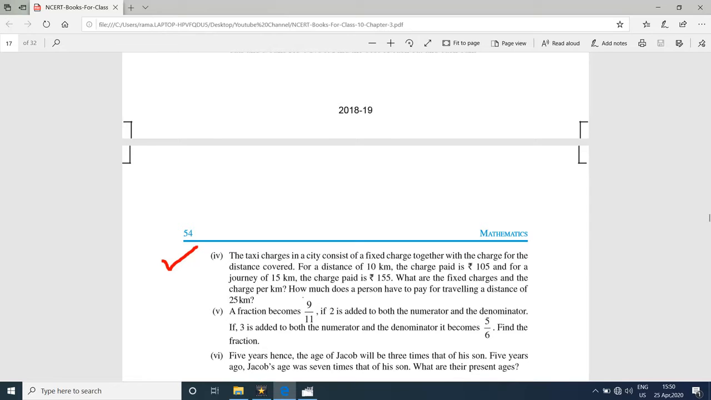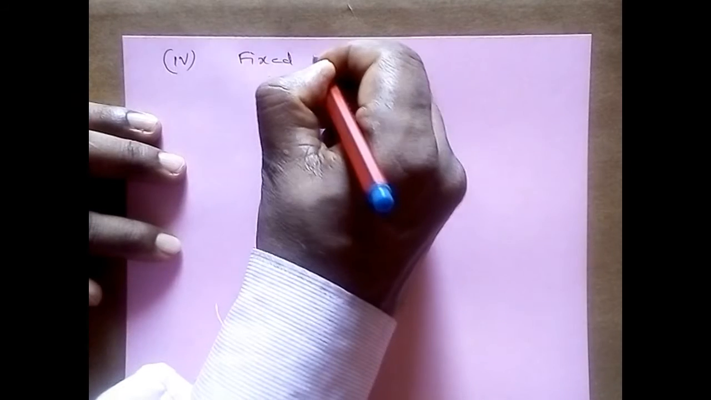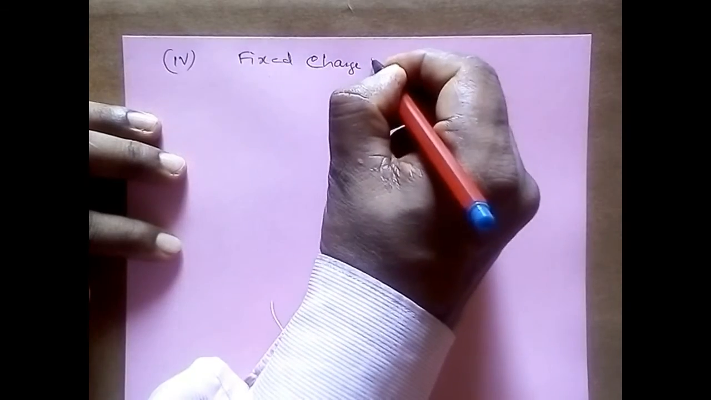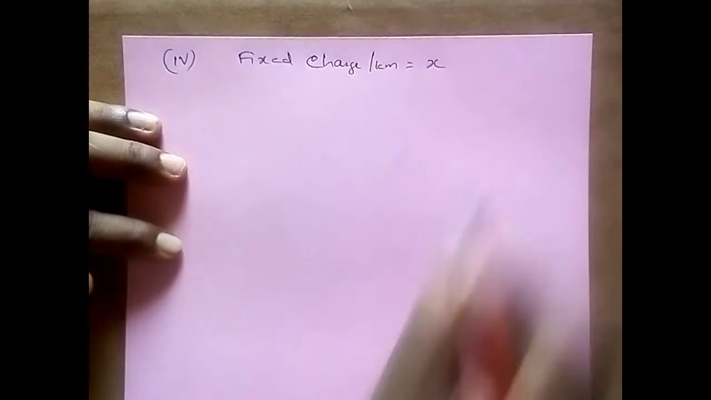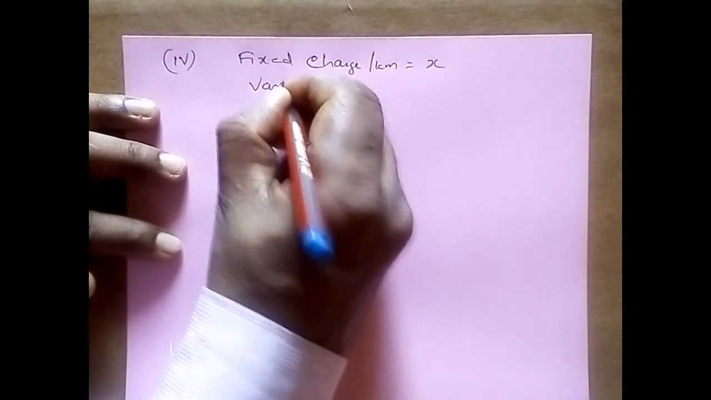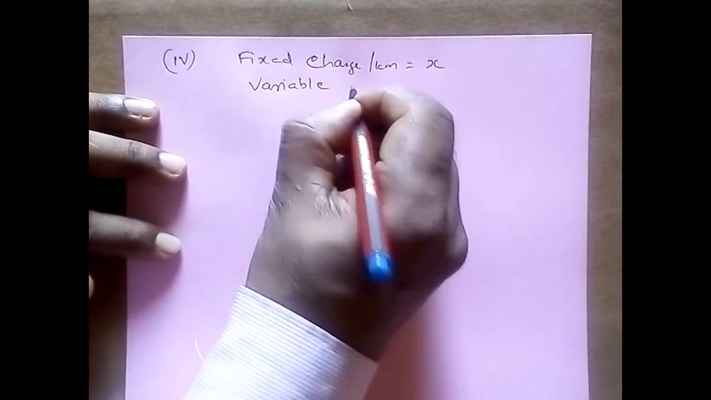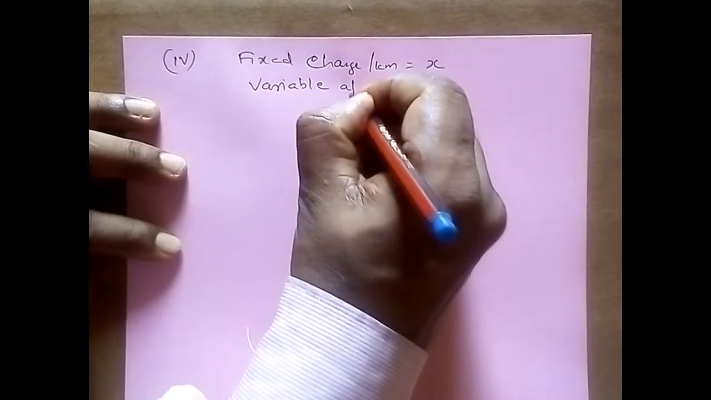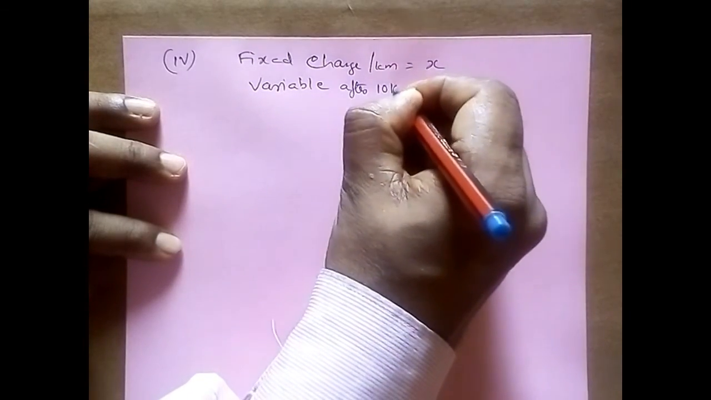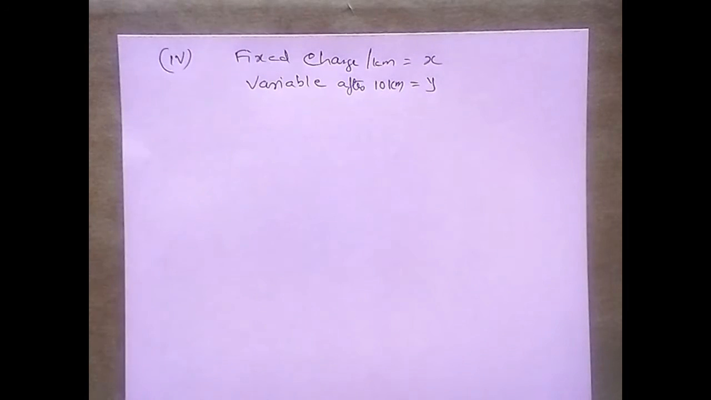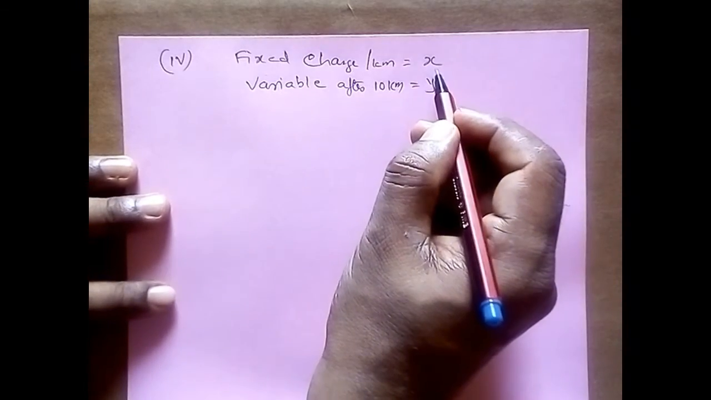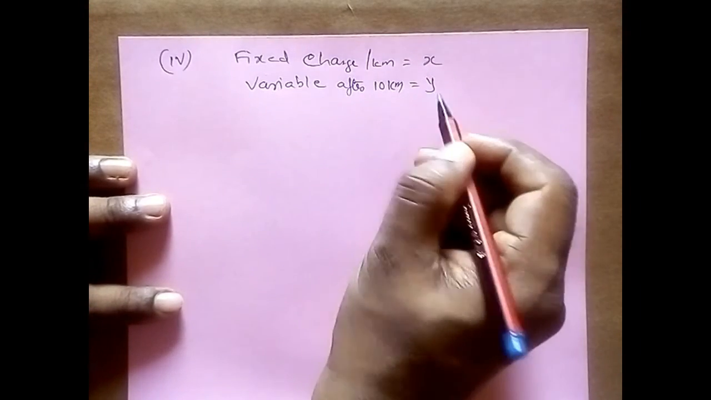For the first 10 km, there is a fixed charge. So we will take the fixed charge per kilometer equal to x, and the variable charge after 10 km we are taking y. Logically this problem can be solved easily, but we have to use the substitution method in two variables, so we will be going to that method only. So fixed charge we will take as x and variable charge after 10 km y.